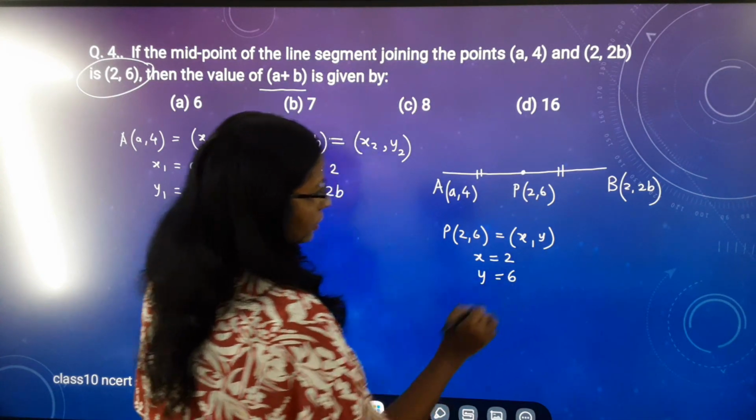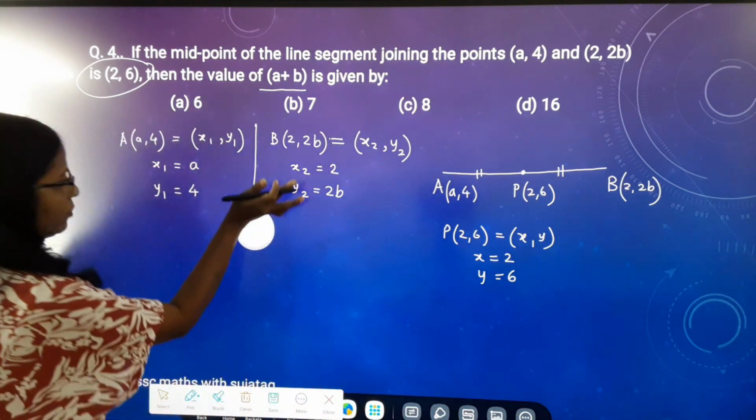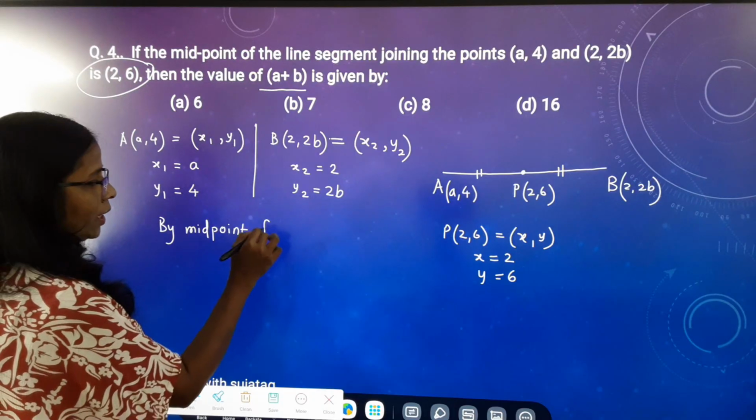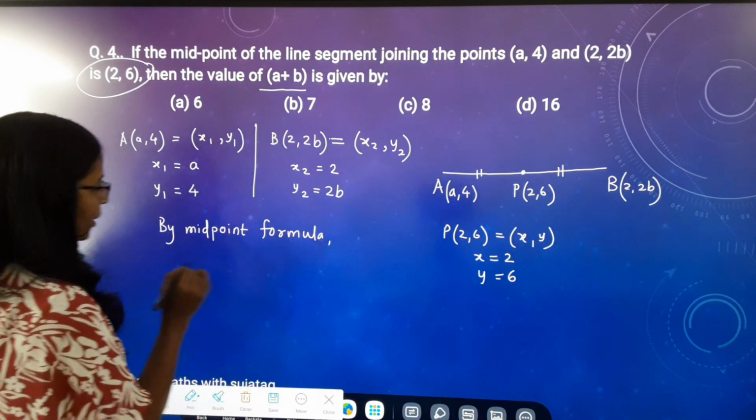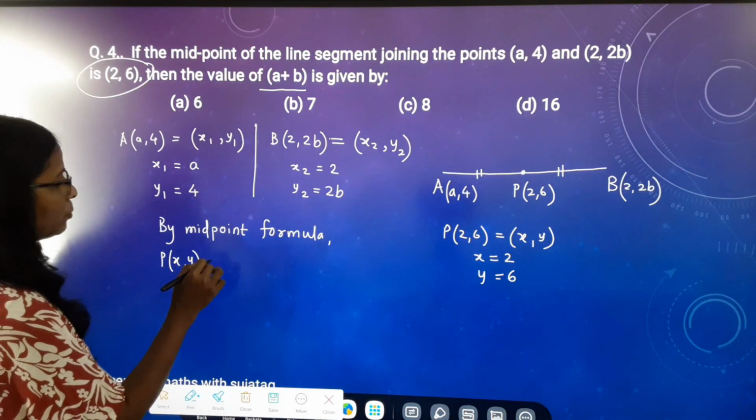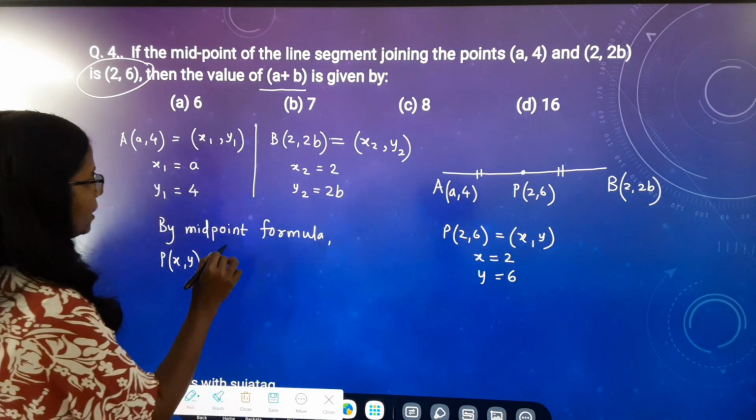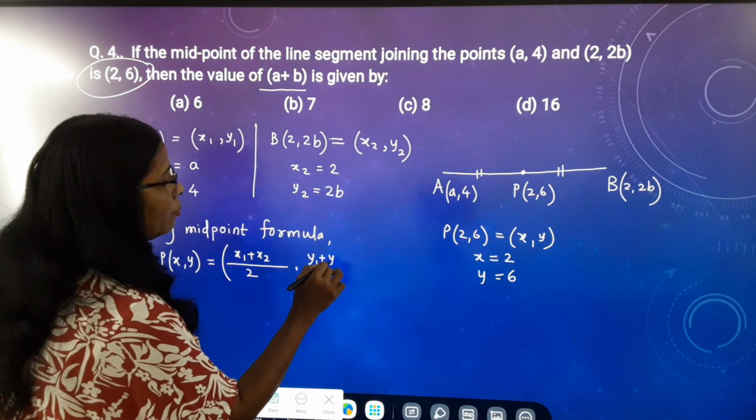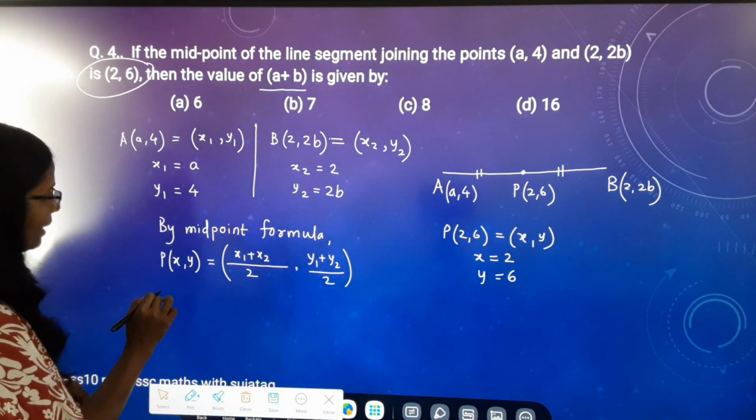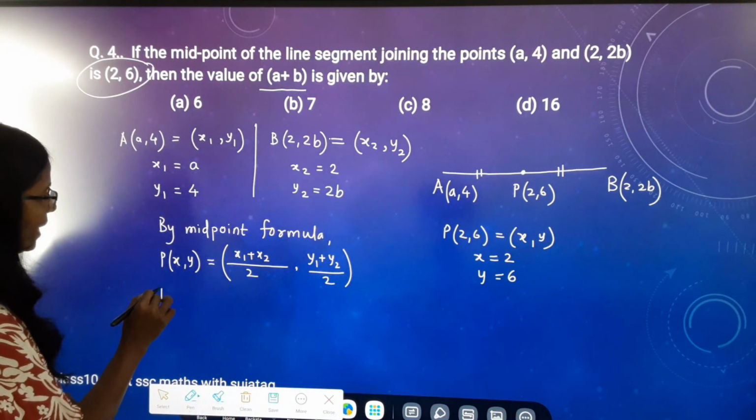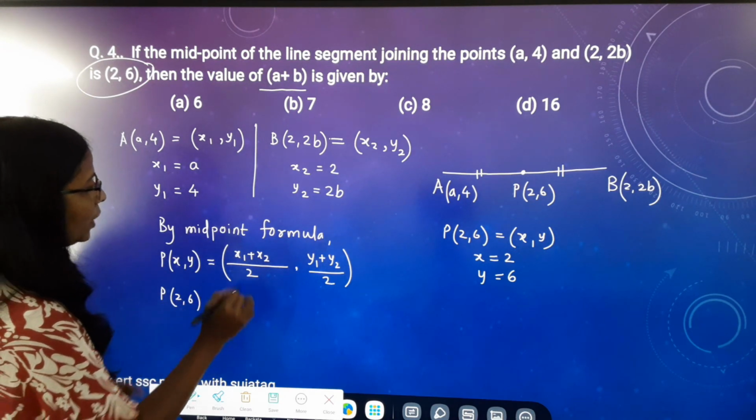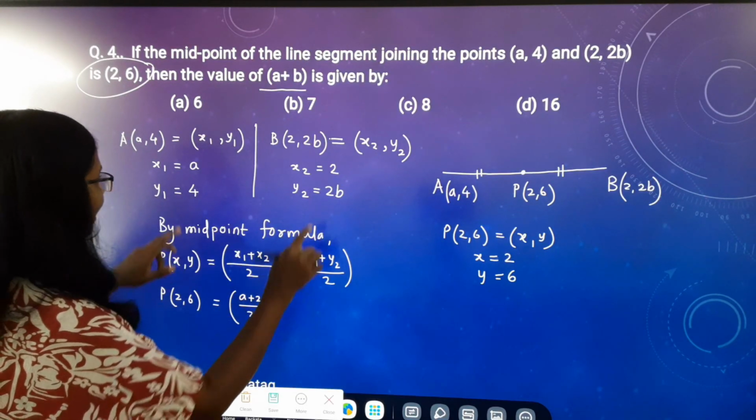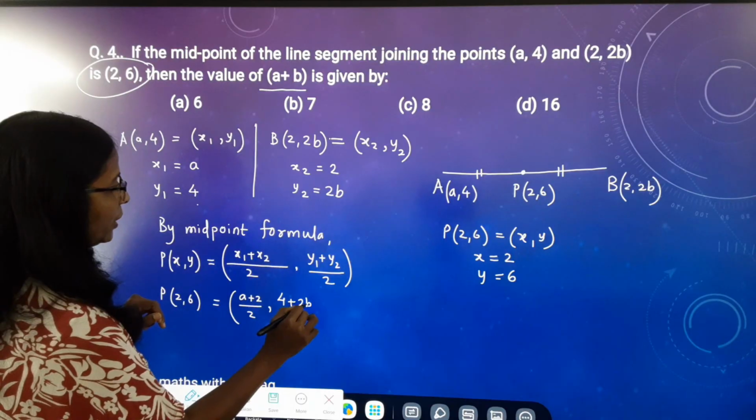Okay. So now students, we use the midpoint formula. What is the midpoint formula, students? The coordinate of the midpoint: P(x, y) is equal to ((x1 plus x2) upon 2, (y1 plus y2) upon 2). Okay, so now substitute. P(x, y), that means P(2, 6), is equal to ((x1 plus x2), here a plus 2 upon 2, and (y1 plus y2), that means 4 plus 2b upon 2).